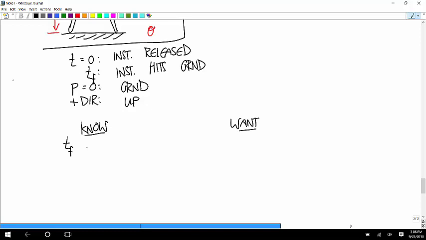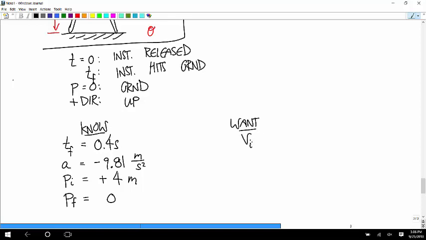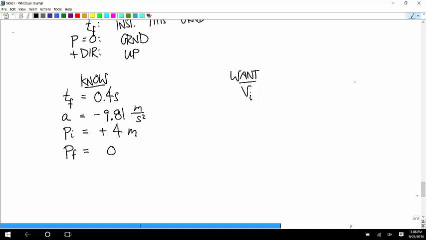Time final, we know, is 0.4 seconds. The acceleration, since it's free fall, is negative 9.81 meters per second squared. The position at time 0 is positive 4 meters. You start at 0 and go in the positive direction 4 meters. P final is 0. And the initial velocity is what we want. We don't know anything about the final velocity, so this is everything. The equation that we're going to use is P final is equal to P initial plus V initial t final plus 1/2 a t final squared.